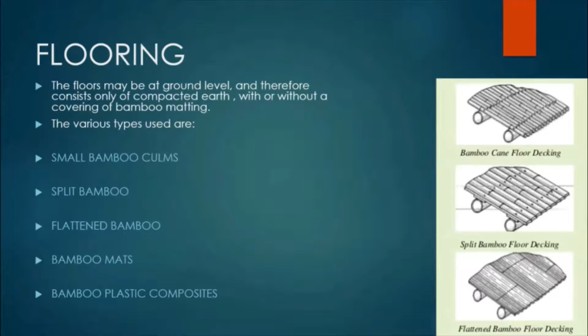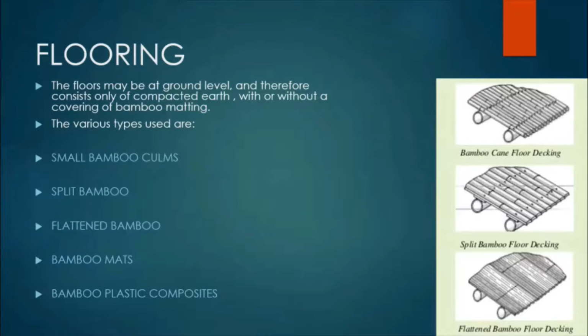Wall and floor covering is done using bamboo boards, mats, etc. by means of wire to the frame. Various types used are small bamboo culms, split bamboo, flattened bamboo, bamboo mats, bamboo plastic composites. Small bamboo culms are directly tied and nailed together. Split bamboo culms are split along their length into strips several centimeters wide. Flattened bamboo is formed by splitting green bamboo culms, removing the diaphragms, then rolling and flattening them.